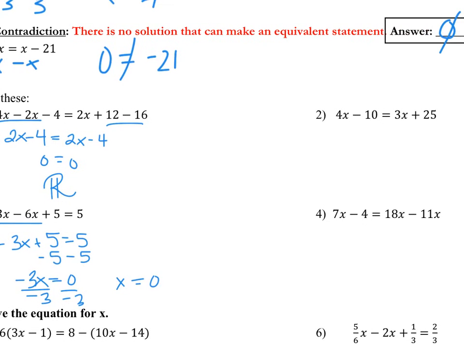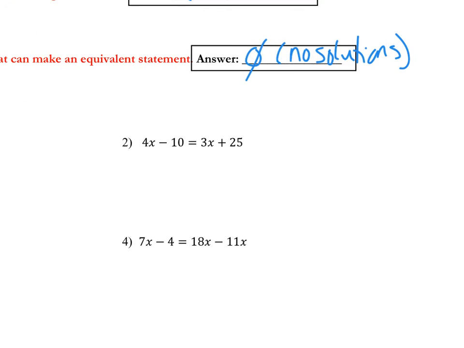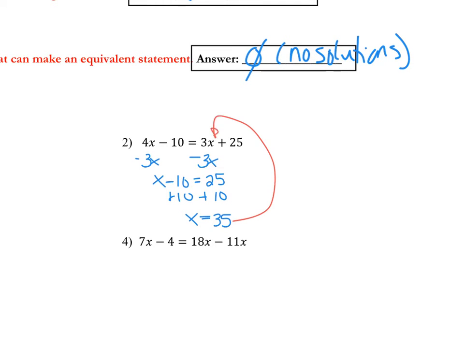All right, let's go ahead and take a look at number 2. So when you go across the equal sign, you have to do the inverse operation. So we get x minus 10 equals 25. And then we add 10 to both sides. And we get x to equal 35. Remember that you can always plug your answer back in to make sure that it is correct. So you get one side equaling the other side.